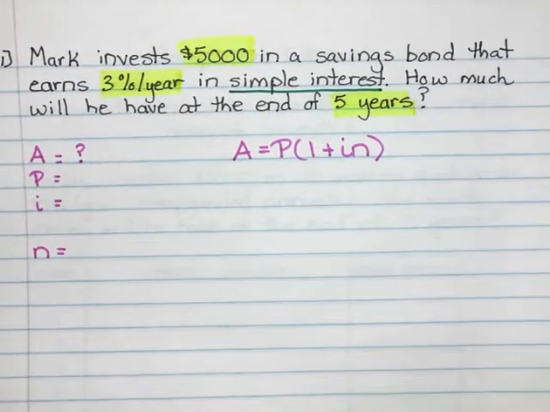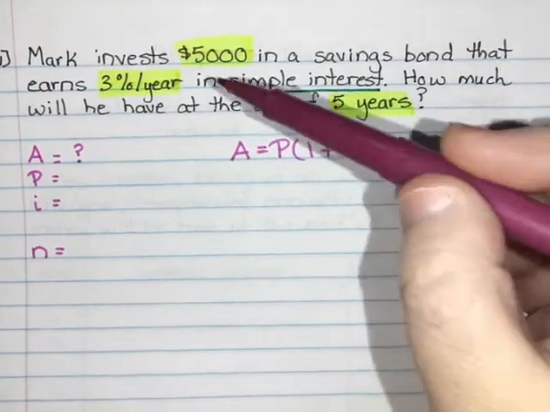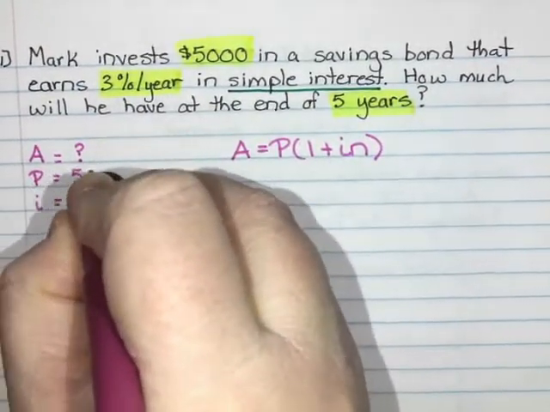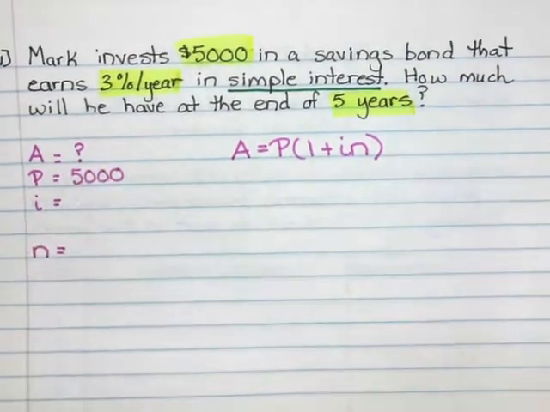P is my starting amount or my principal. Do I know how much money he started with? Yes, I do. He started with $5,000. So I'm going to put $5,000 as our P or our principal.